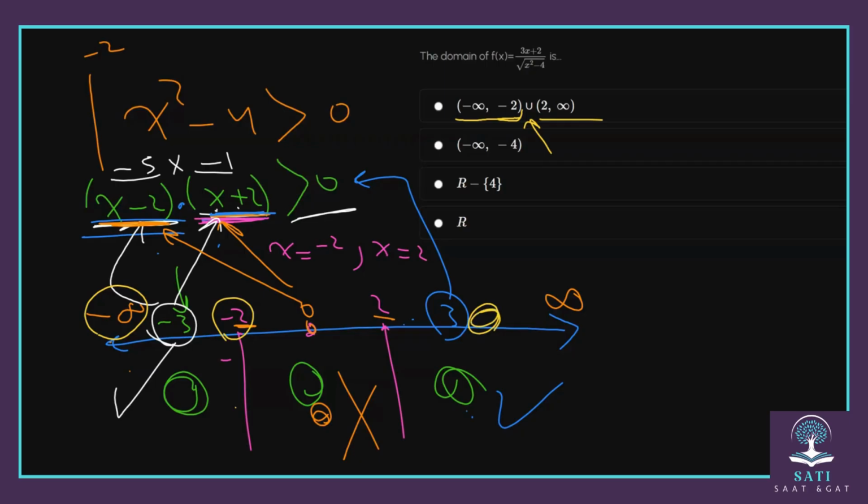That means this region and this region, as you see. If I take any number for x that is less than -2, or a number that is greater than 2, it works here. But if I take a number that is between -2 and 2, it will not work. Okay, try it now.